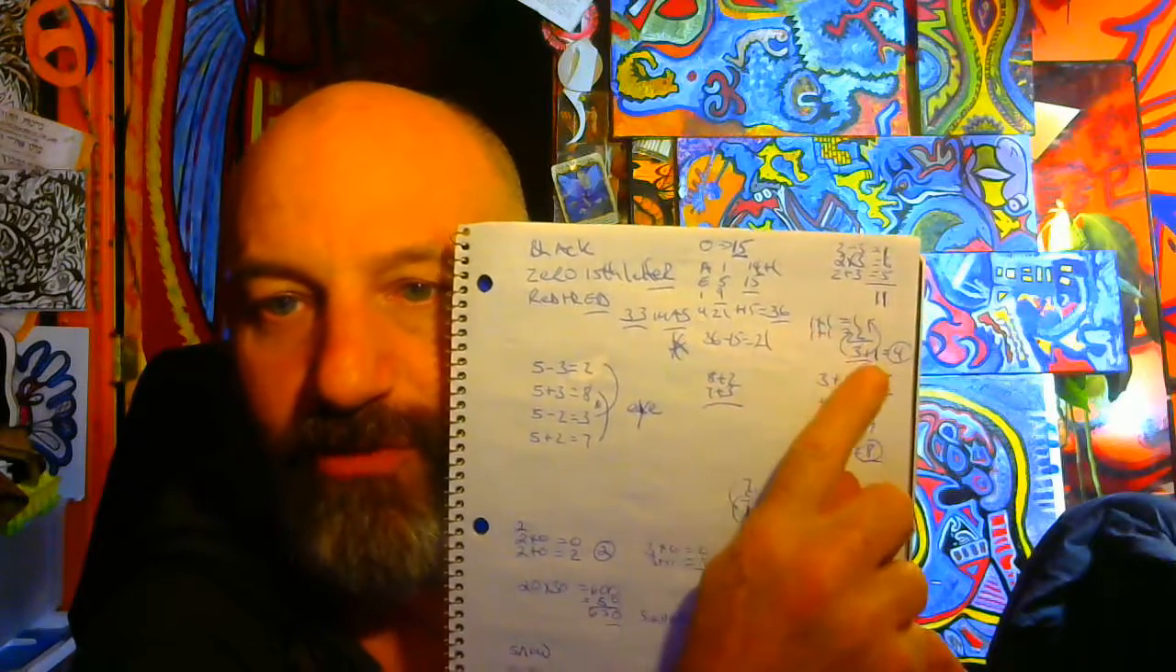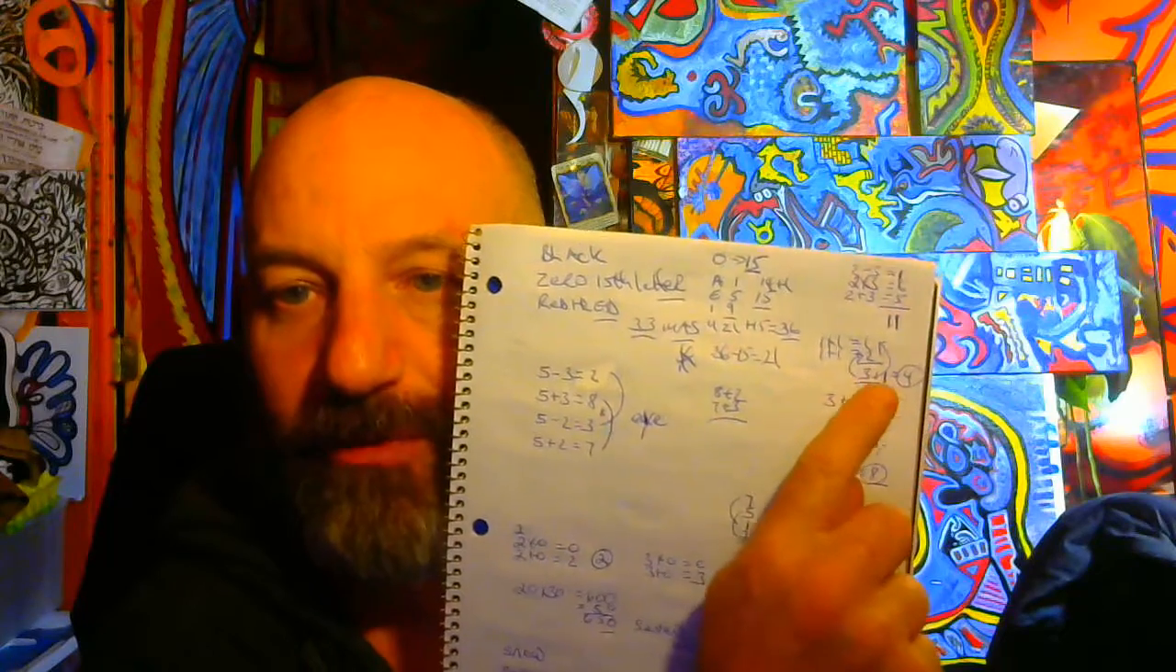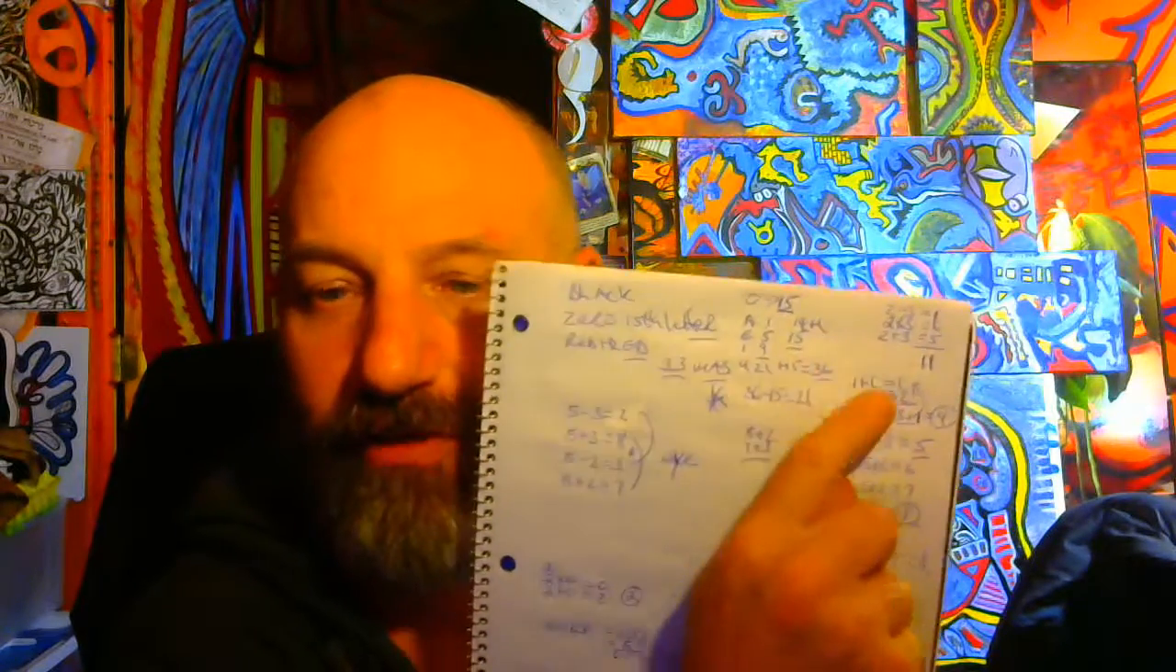1 times 1, 1 plus 1. Okay, when you minus it, it becomes 1. When you add it, it becomes 3. When you multiply, it becomes 2. It becomes 1, 2, 3 from 1 and 1.